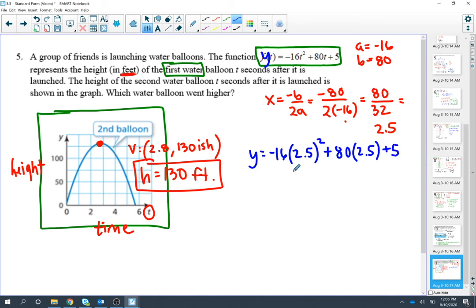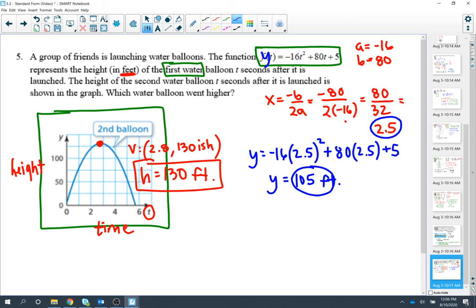And again, grab a calculator. I'm just going to type this all in at once. Negative 16 times 2.5 squared plus 80 times 2.5 plus 5. And I'm getting 105. Which means if we were to graph this at 2.5 seconds, this thing would be 105 feet in the air. So which water balloon went higher?